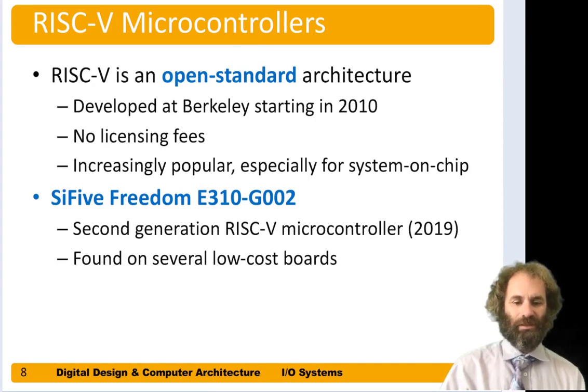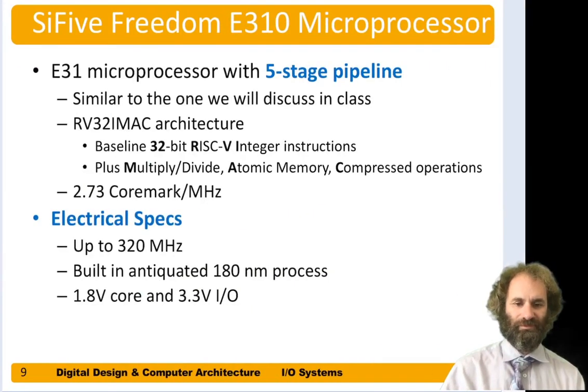The architecture is fairly new, and there's only one microcontroller widely available for RISC-V right now. It's the SiFive Freedom E310 Generation 2 chip, released in 2019, and it's available on several fairly low-cost boards. The Freedom E310 microprocessor is a microcontroller with a variety of things inside.